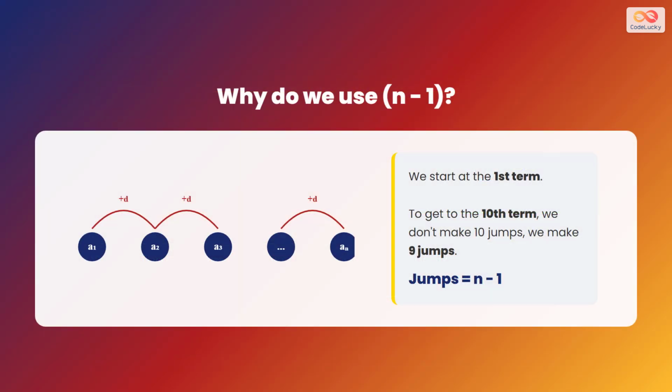You might wonder, why do we use n minus 1 instead of just n? Think about the jumps. If you are at the first term, you haven't made any jumps yet. To get to the second term, you make 1 jump. To get to the 10th term, you only need to make 9 jumps from the start. The number of jumps is always 1 less than the position number.